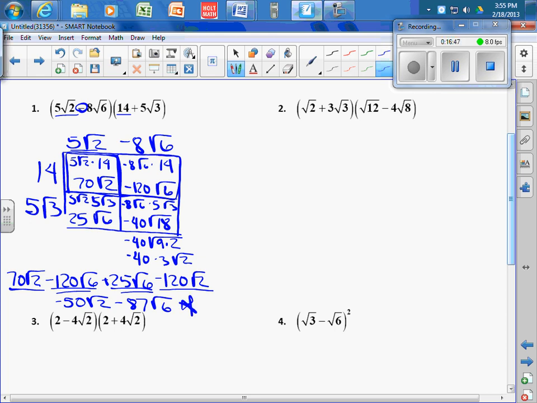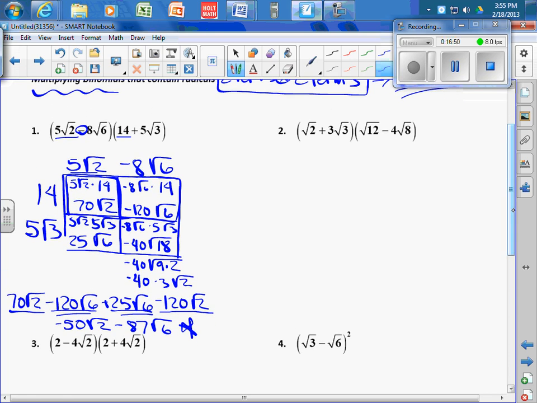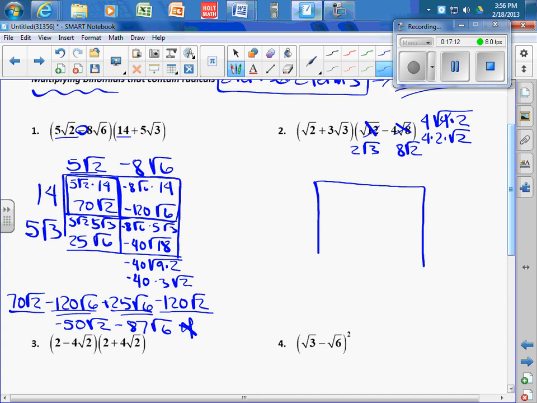Now in number 2, I'm going to do the same thing, but before I start, I see that I have a radical 12 here, and I can simplify that to 2 radical 3. And the 4 radical 8 is 4 radical 4 times 2. The square root of 4 is 2, so 4 times 2 radical 2, 8 radical 2 here. So I take my box, take my window panes, and I'll have radical 2, 3 radical 3, 2 radical 3, and negative 8 radical 2.